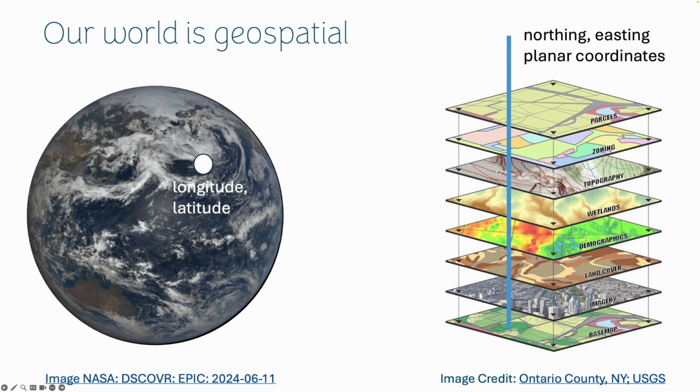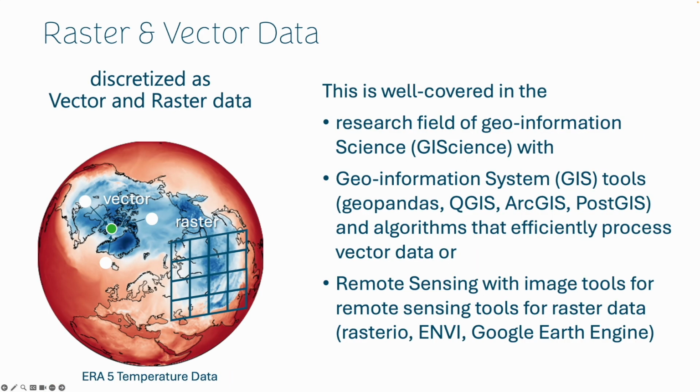So on the left, you can see the longitude, latitude of one particular location. If that value there is the reflectance, and you have the reflectance in a particular grid, then you have an image. On the right, we have these vector fields that can describe our world in a more semantic way as zoning or parcels or wetlands or land cover. And those are all useful data and data formats for us. So what is very common here is to discretize our continuous world into vector and raster data.